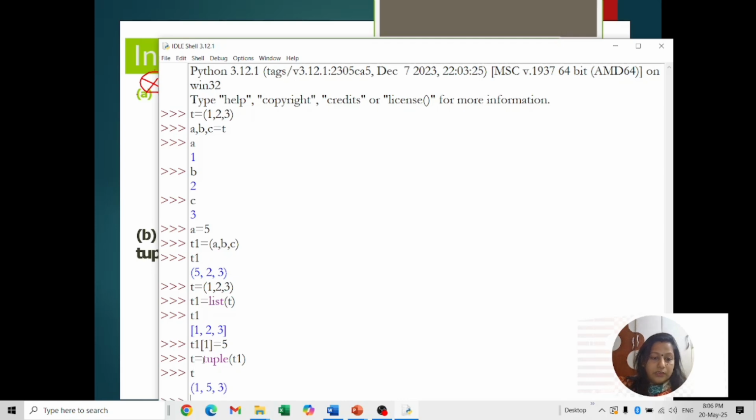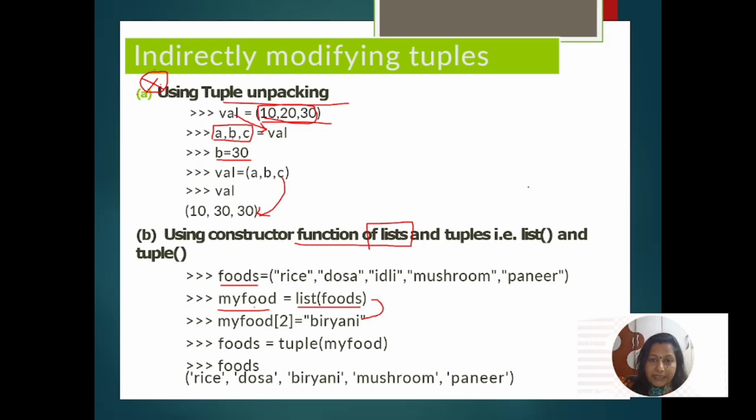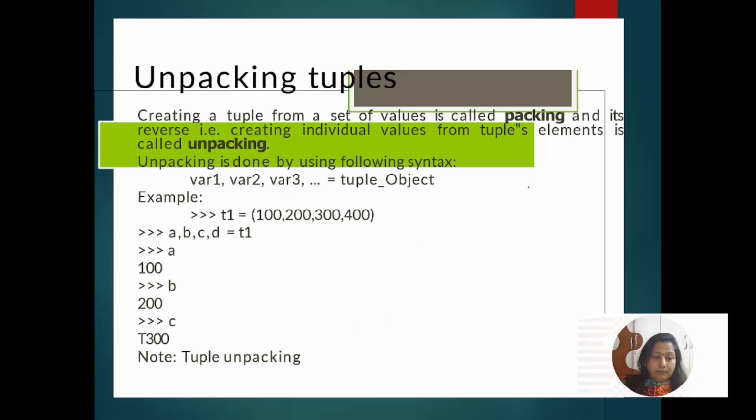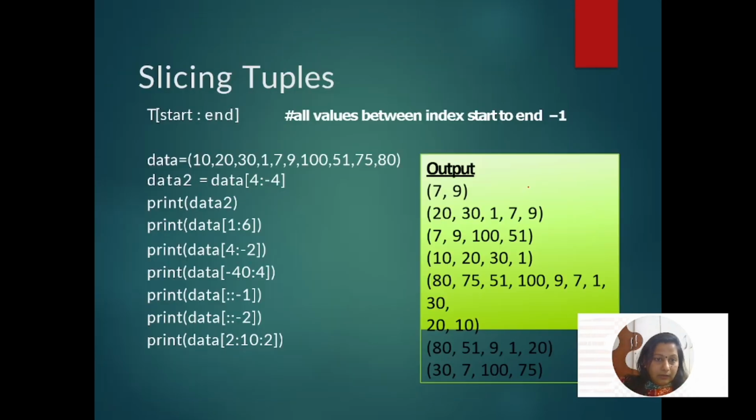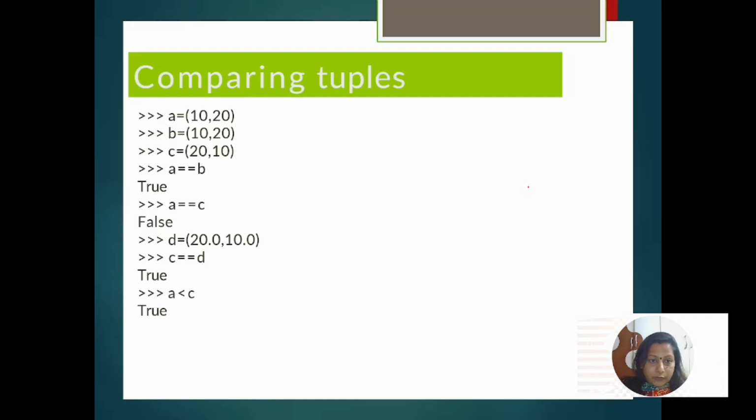Now T equal to 1, 5, 3, you can see it has changed. So this is another method. You are doing it indirectly, you are modifying the element in the tuple. Clear? So the same way I have mentioned here. Next concept is slicing. As I told you, I'm going to discuss slicing with you in a question and answer type.